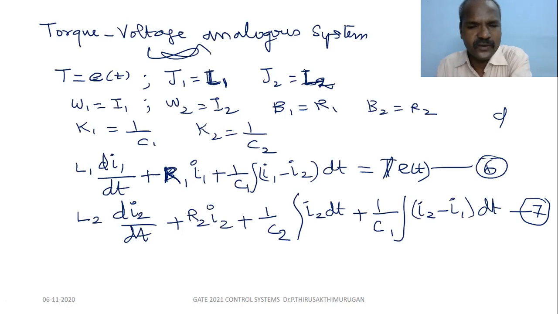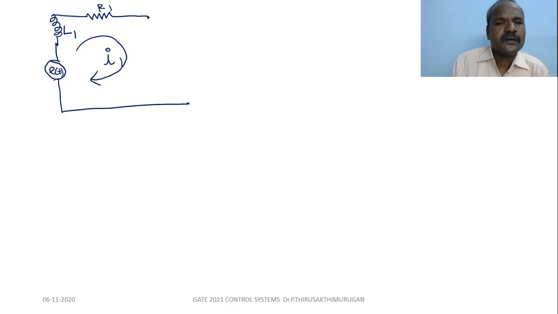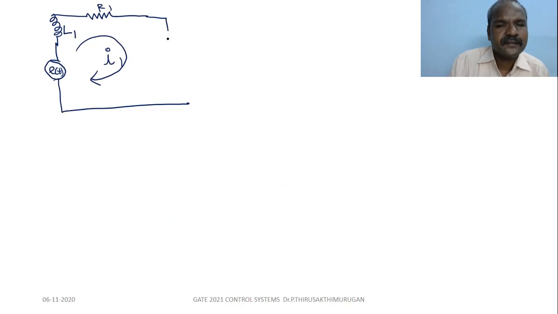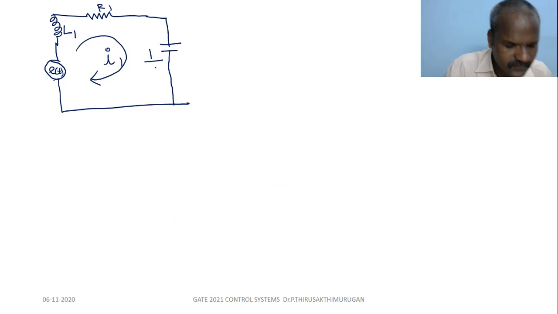According to equation number 6, the voltage rise E of t equals L1, R1, so in the first loop, I1. Very simple. Here the 1 by C, the capacitance, is between two currents, so it is in the middle. So we can place the C value here, 1 by C1. That is C1, right? So actually it is in the relation C1.